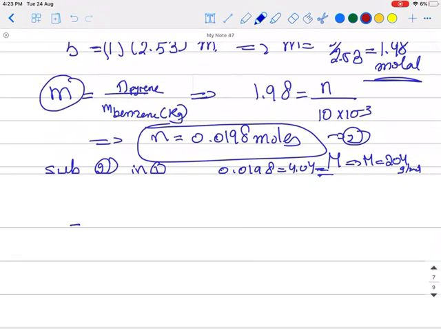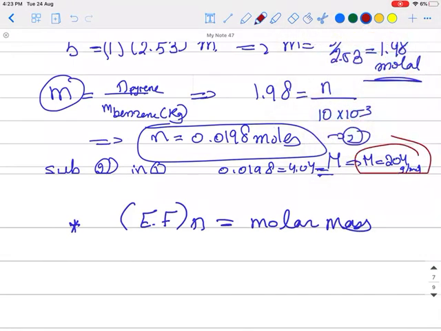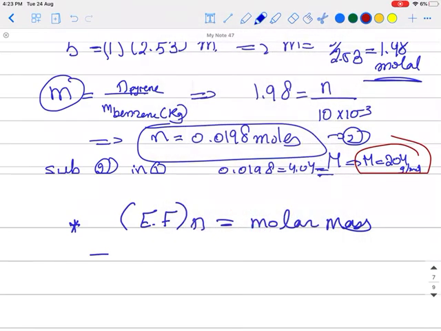Let us find the molecular formula. The rule to find the molecular formula is always the empirical formula multiplied by a number I don't know, which I need to calculate, equal to the molar mass. And the molar mass I already found, which is 204. Okay, let us continue. The empirical formula was given to us in the problem, C8H5 times n equals 204.